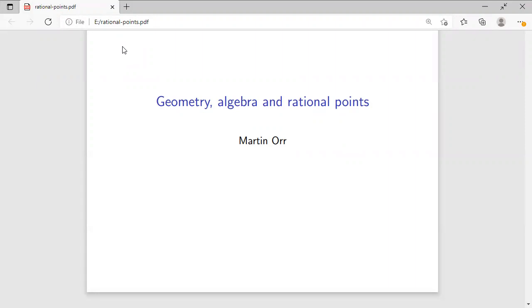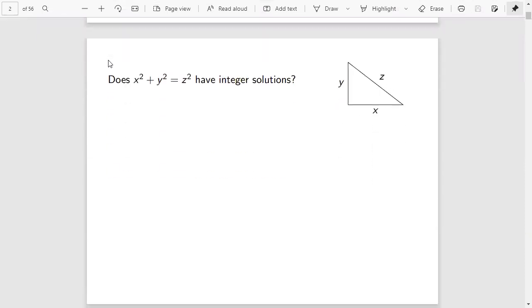Hi, everybody. So I'm going to talk about using some geometric ideas and a little bit of algebra to find rational solutions of polynomials. You might think solutions of polynomials are very easy. But that's polynomials in one variable. We're going to talk about polynomials mostly in two variables. But let's start off with a simple example.